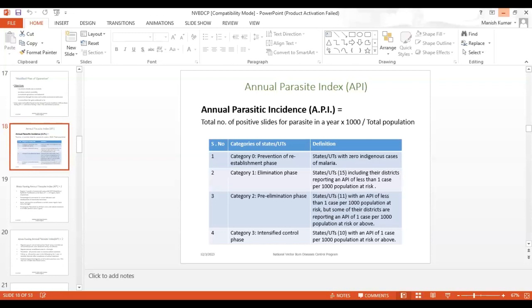So you should know what are those diseases under NVDCP, and API is one of the most frequently asked questions among various universities. I'm not very particular about your university, but you should be aware of what API is. So filaria is also a major public health problem in India next to malaria under the vector disease control program. The discovery of microfilaria in the peripheral blood was first done in 1872 in Kolkata by Lewis.